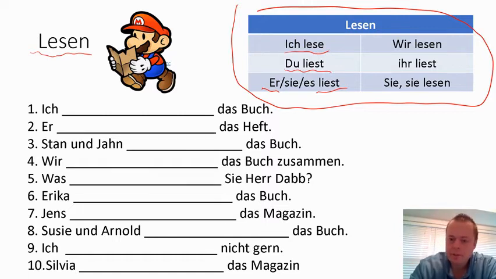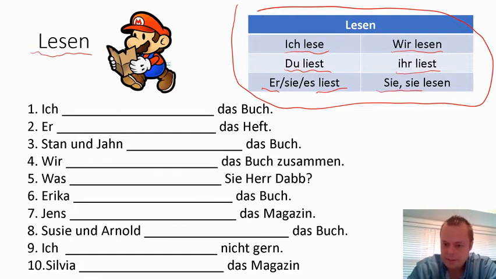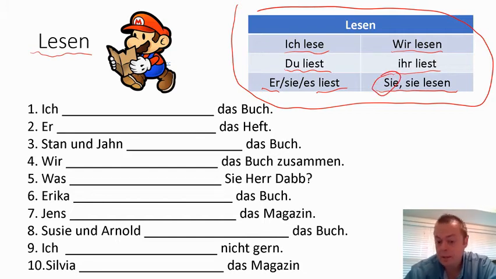We also have wir lesen. Okay, wir lesen. So if we're reading a book, wir lesen das Buch. Ihr liest is you all are reading the book. Ihr liest das Buch. Sie lesen. The big S right here is for formal people. So, Herr Dab, Sie lesen das Buch gut. Yeah? You read that book well. If you wanted to say they are reading the book well, then you would say sie lesen das Buch gut.